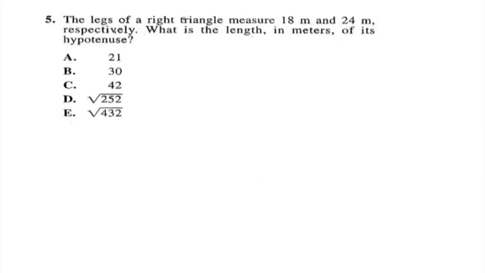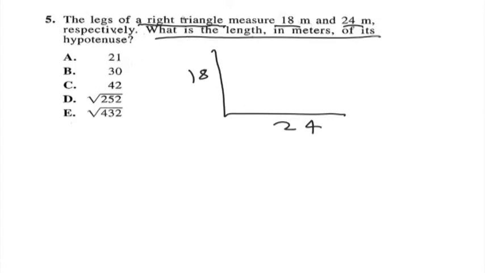We're going to start out looking at number 5 by paying attention to the words like I pointed out in the video where you see that it says a right triangle. That means we have a 90-degree angle in here. Has the legs measuring 18 and 24. So we'll say this is our 18 and this is the 24. It says what is the length in meters of its hypotenuse?